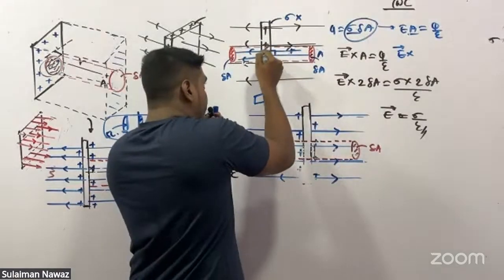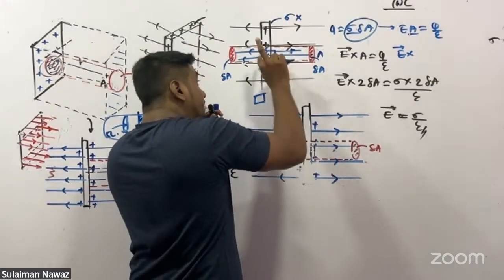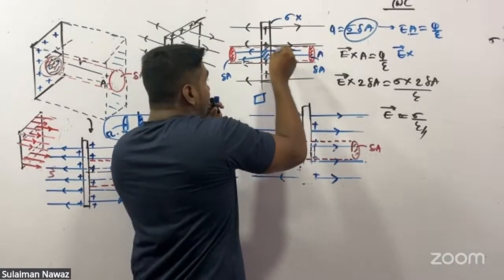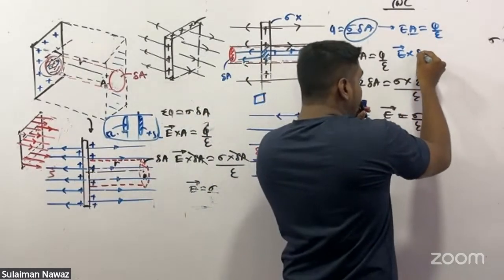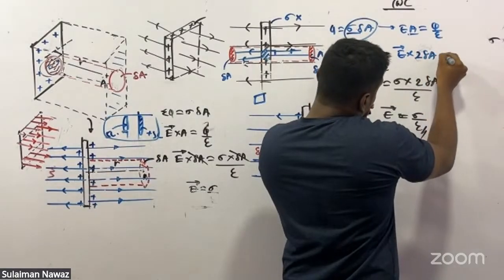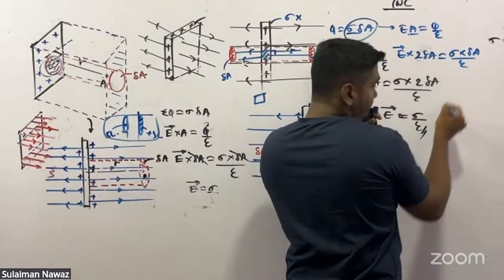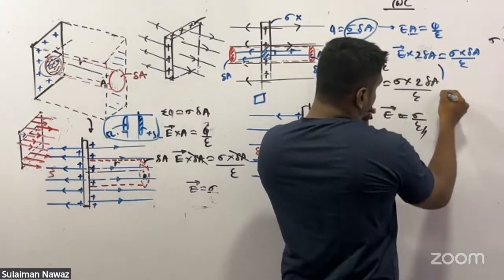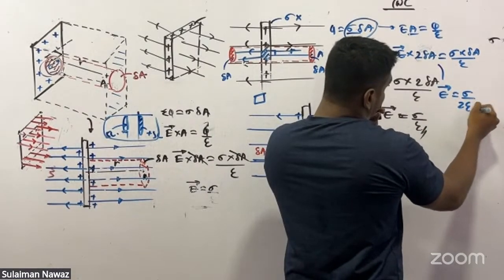Because of this amount of charge, electric field lines are propagating in both directions. Therefore, you want to find the total area through which all the electric field lines propagate. So the area is not 1 delta A, it's going to be 2 delta A. Intensity times 2 delta A must be equal to sigma into delta A over epsilon. When you simplify this, intensity is going to be equal to sigma over 2 epsilon. Done and dusted.